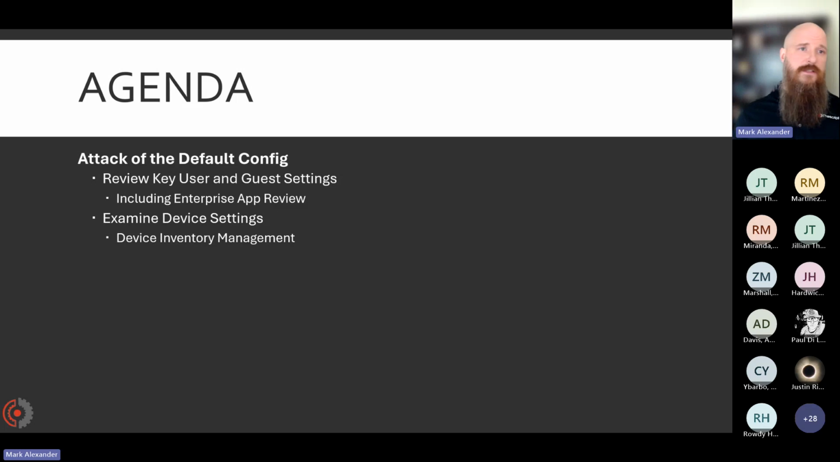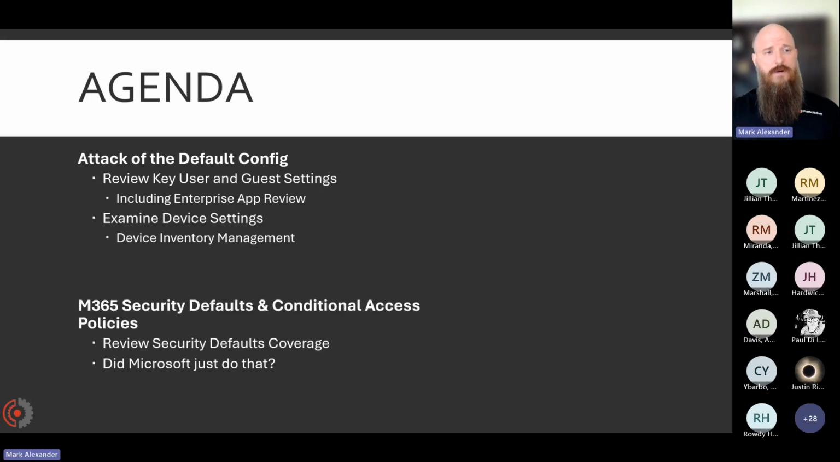But it's specifically the key user and guest settings. We'll even talk about some enterprise application consent reports that you can locate. And we're going to transition over into some device settings, including some tips and tricks that I like to throw out there, and maybe some things you may not even have been aware of in regards to 365 inventory management. And then in the middle, we'll have that break. And then in part two, we'll start diving into security defaults and conditional access policies and hopefully clarify some questions that you may have in that space.